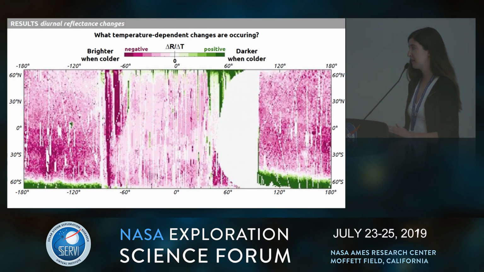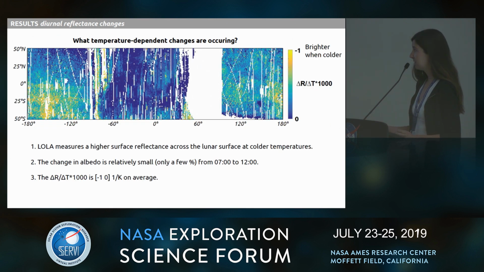So this is actually illustrating that over the majority of the surface, we're looking at this negative change in reflectance with an increase in temperature. And here I've changed the scale where we're basically trying to highlight the regions where this change is greatest. Those are highlighted in the yellow color, where we have the greatest change in albedo with temperature.